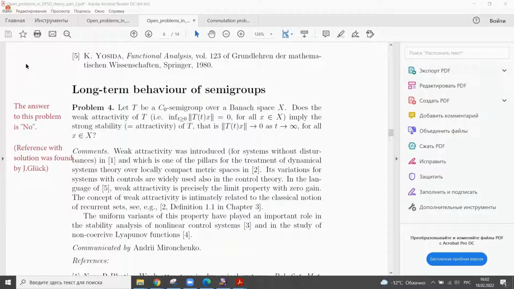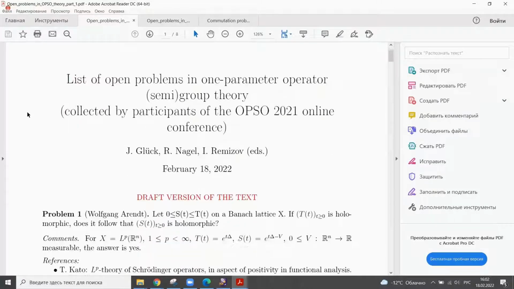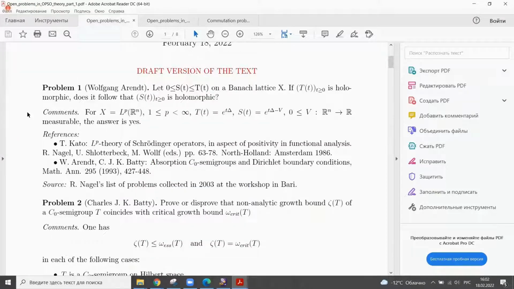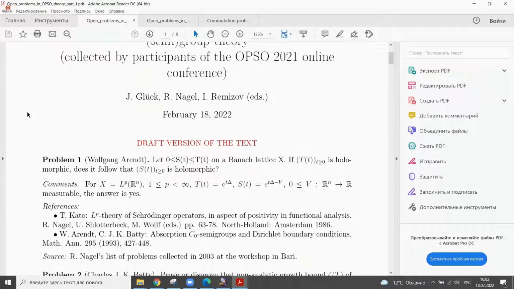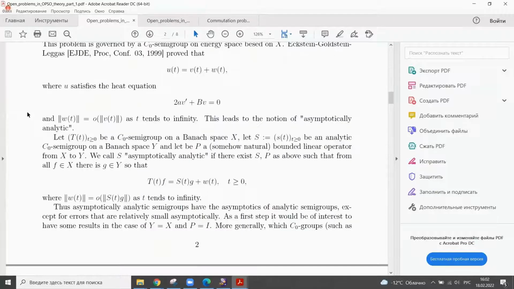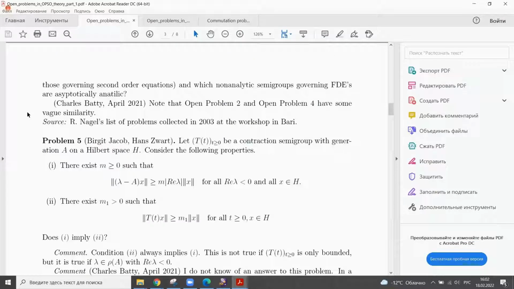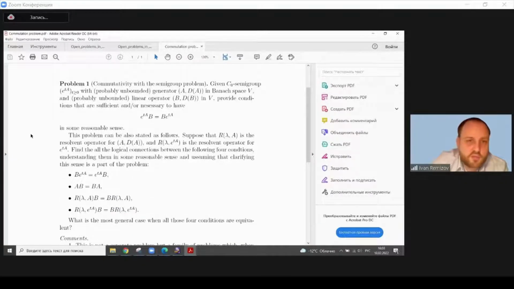So this problem appears no longer to be open. Also, these are problems that were communicated earlier on the OPSO 2021. You can see the file and also the last one problem which I communicated very recently just now.